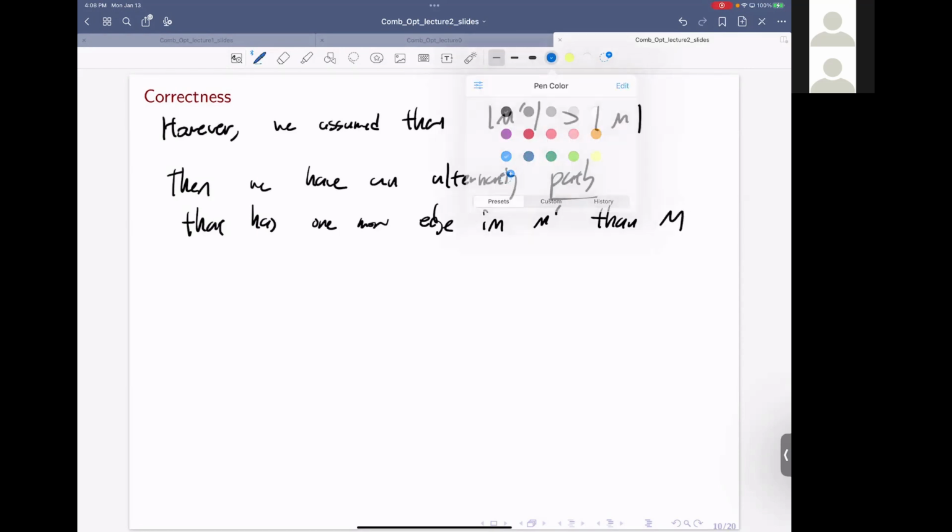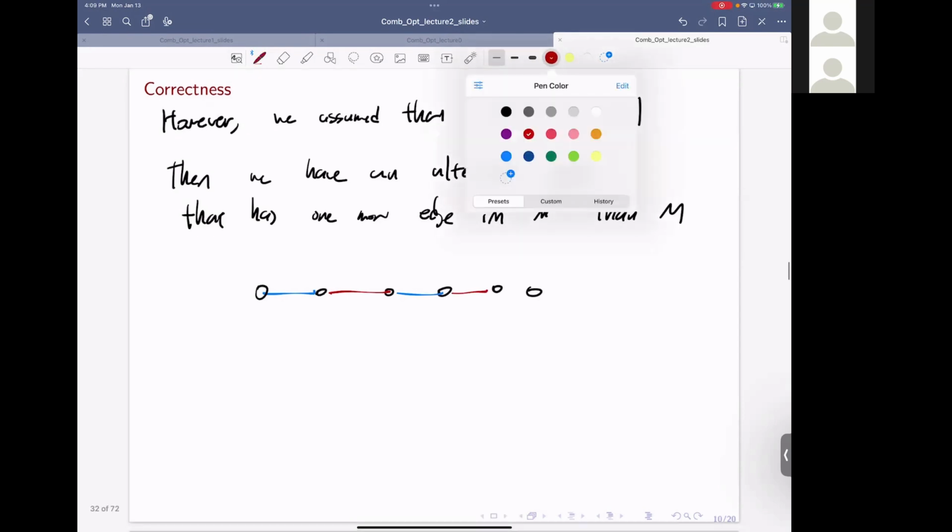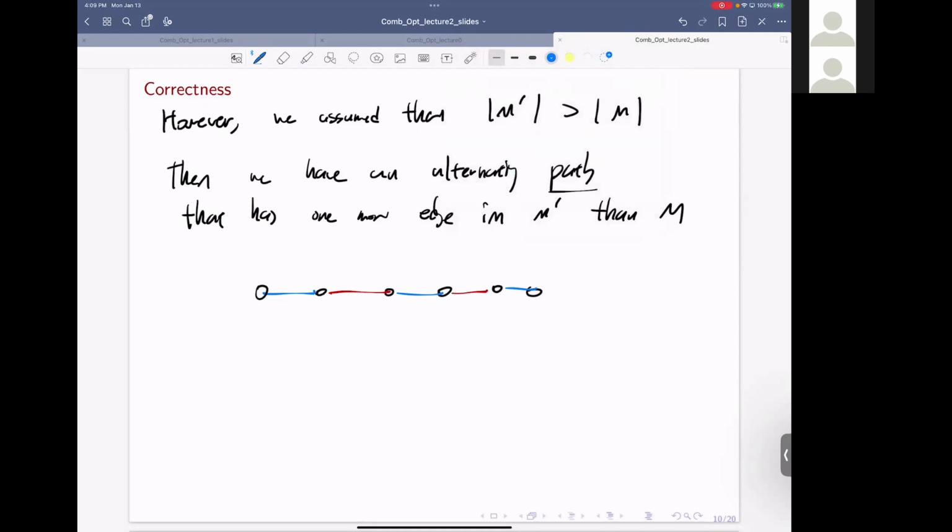So what it means is we need to have a path that starts with blue, red, blue, red, blue. So this is the only structure that gives you potentially more edges in M prime than M. Cycles cannot give you more edges in M prime. The path is the one. But the path has to have more edges in M prime than M. Again, this is M prime, M prime, M prime. And you have edges in M.